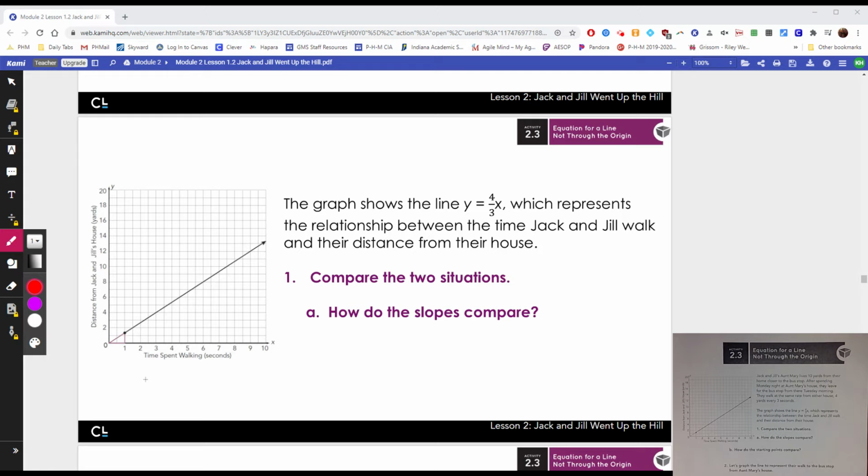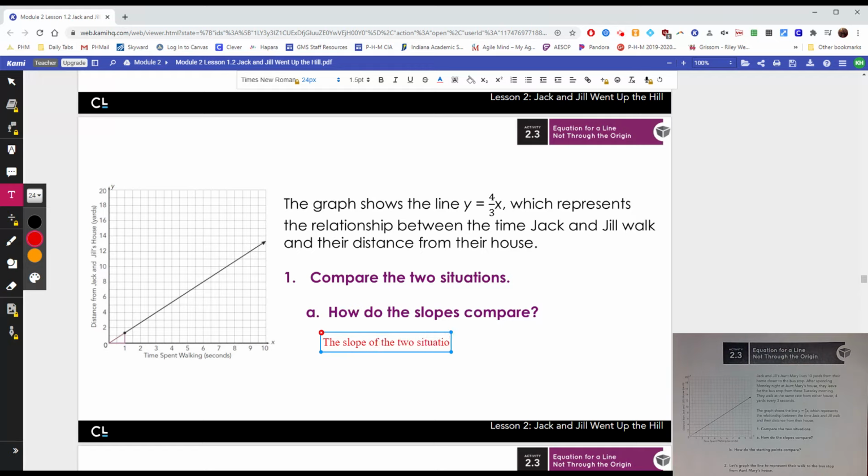So, how do the slopes compare? Again, we're comparing when they walk from their house to when they walk from their Aunt Mary's house. It did tell us they are traveling at the same rate, which is what the slope represents. So, the slopes are actually going to be the same, because they're walking at the same rate.